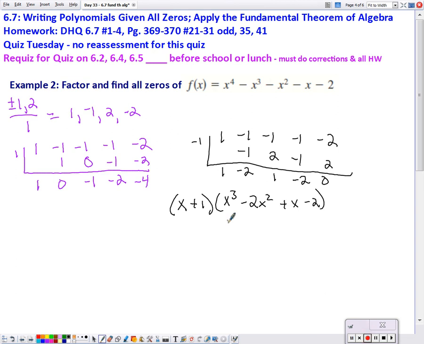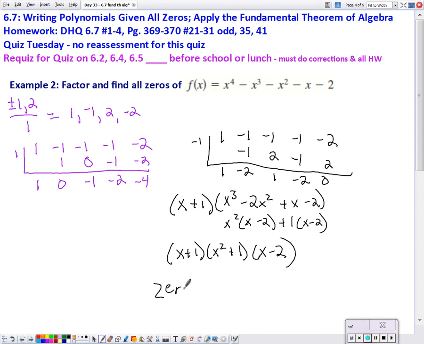And I'm going to group that. So my factors are x plus 1, x squared plus 1, and x minus 2. So I have two real zeros, which are -1 and 2. Then I have two imaginary zeros, plus or minus i.